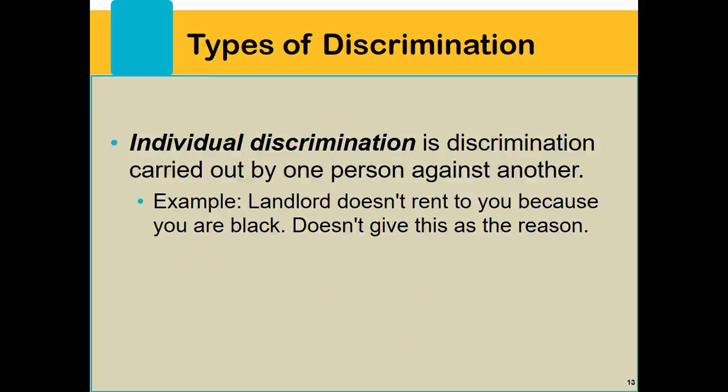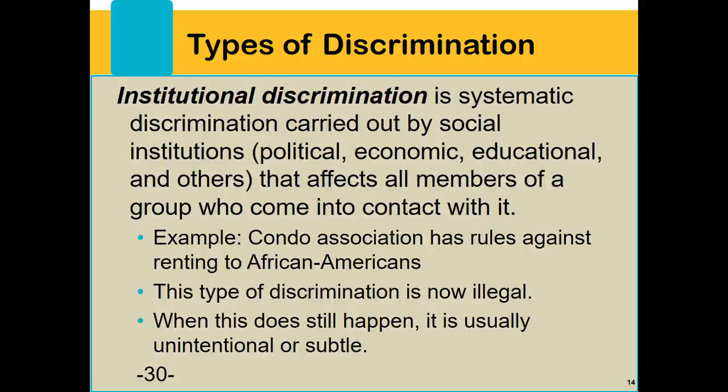I think it does. Now, discrimination takes two forms: individual discrimination and institutional discrimination. Individual discrimination is discrimination carried out by one person against another. So your landlord doesn't rent to you because you're black, and usually in that case people don't give that reason because there are laws against such things. But if one person discriminates against another person, that is individual discrimination.